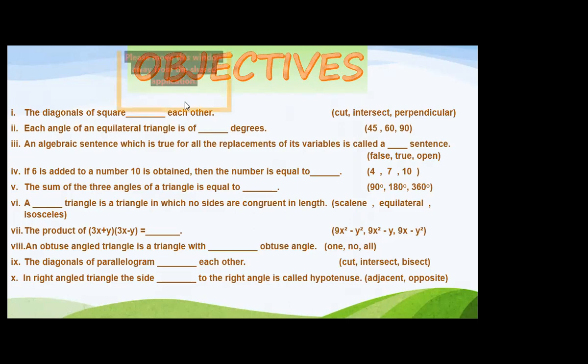Number one, the diagonals of square dash each other. Number two, each angle of an equilateral triangle is of dash degree. We have discussed it yesterday. The diagonal of the square. You can write down your answers in the chat box also. I am going to allow you to write down the answer in the chat box. Number one, the diagonal of the square.